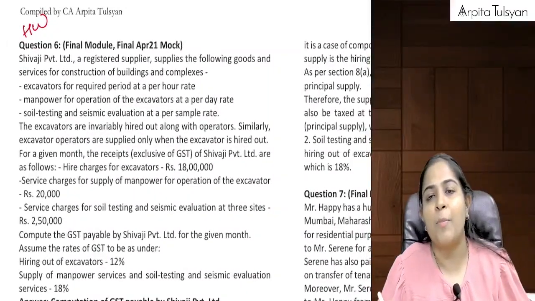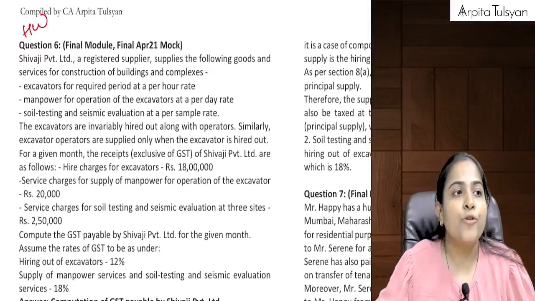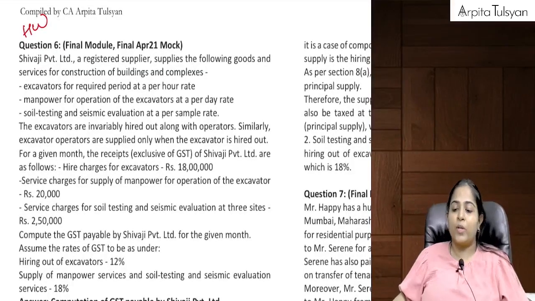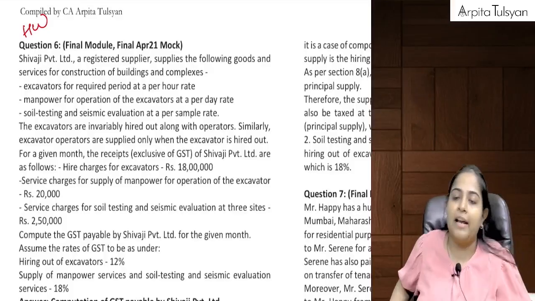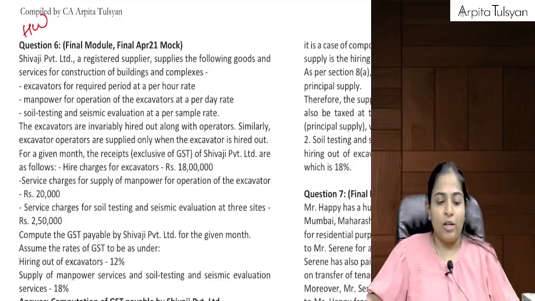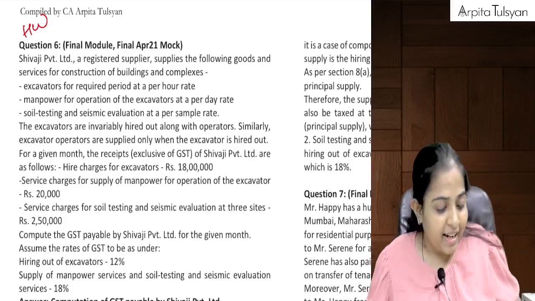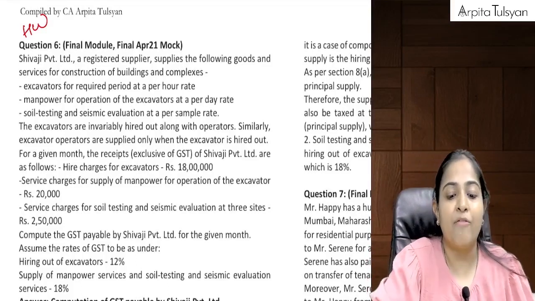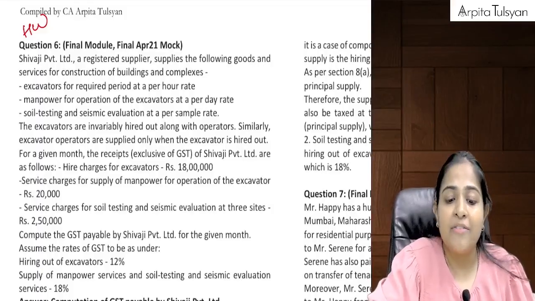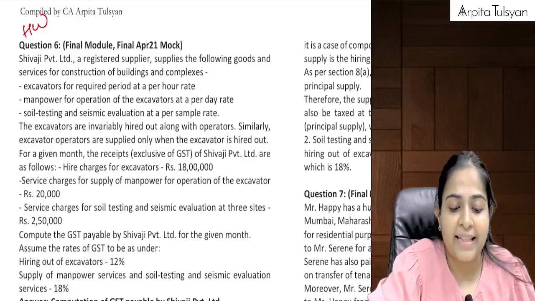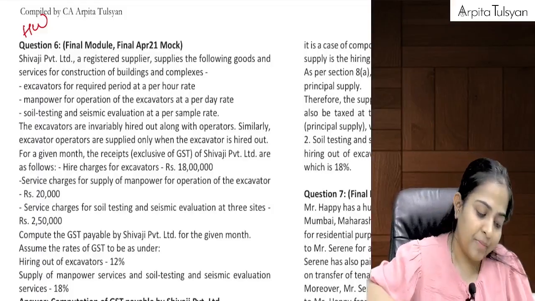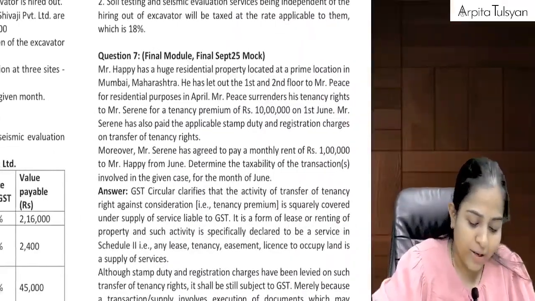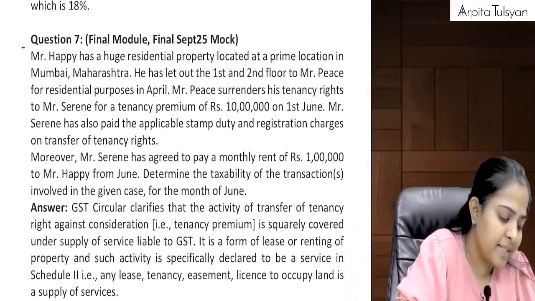This is actually talking about composite supply and mixed supply. So wherever there is a composite supply coming, I am discussing the question also with you so that you should not feel left out. So it is about composite supply, and in case of composite supply, what is the rate of GST applicable? Whatever is the rate applicable on principal supply, that will be the rate applicable on the total value, right? Chalo, then let's go to question number 7. Question number 7 we should do.